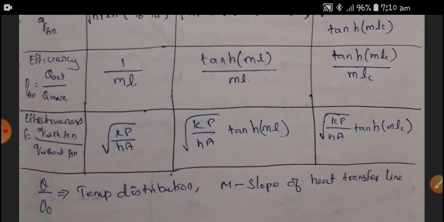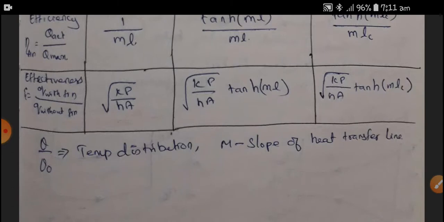The effectiveness is the ratio of heat transfer per surface area with fin to the heat transfer per surface area without fin. So that is the effectiveness definition. Therefore, for infinitely long fins it is square root of kP by hA, and for finite length with insulated tip, square root of kP by hA into tanh ml. For non-insulated tip, square root of kP by hA into tanh m Lc. So here m is the slope of the heat transfer line, and theta by theta naught is the temperature distribution.